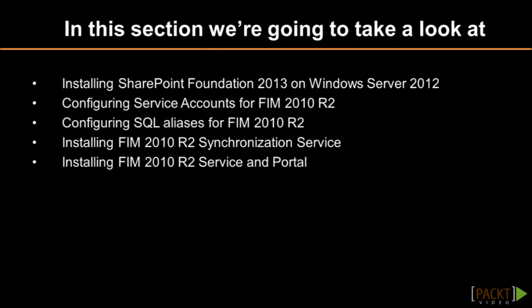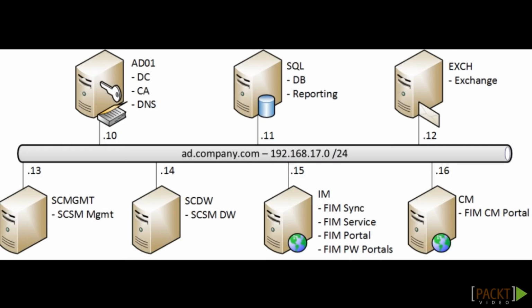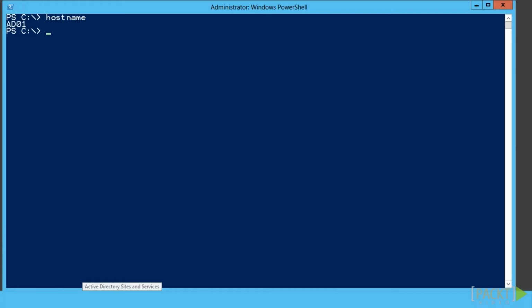Welcome to this first video of building an enterprise identity management solution with Microsoft Forefront Identity Manager. This first section is about installing FIM 2010 R2 on Windows Server 2012. Before we start any installations, we need to configure some DNS records, request some certificates, and configure some service accounts used by SharePoint Foundation. Let's start with DNS.